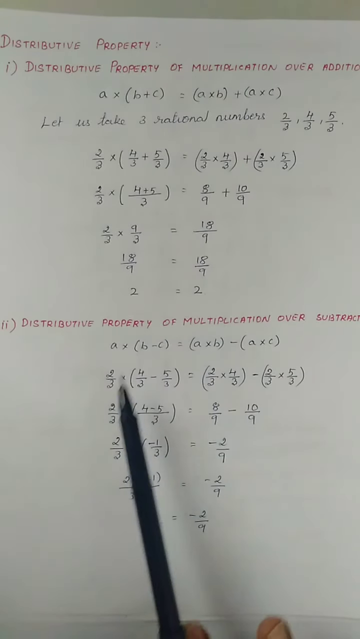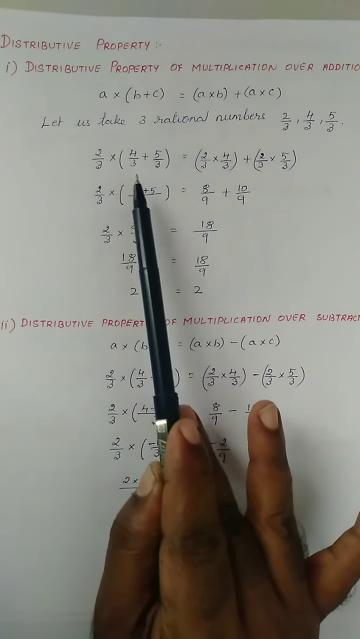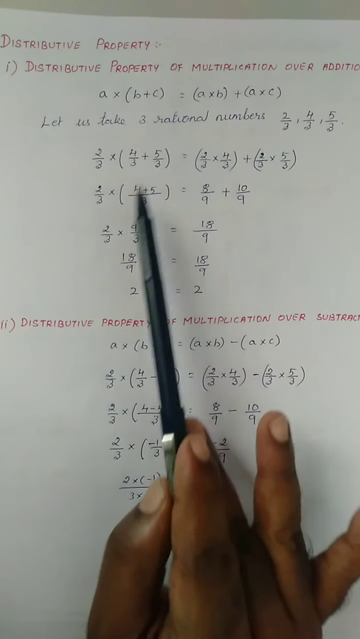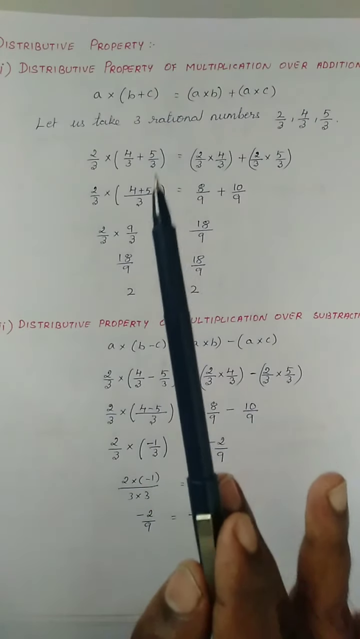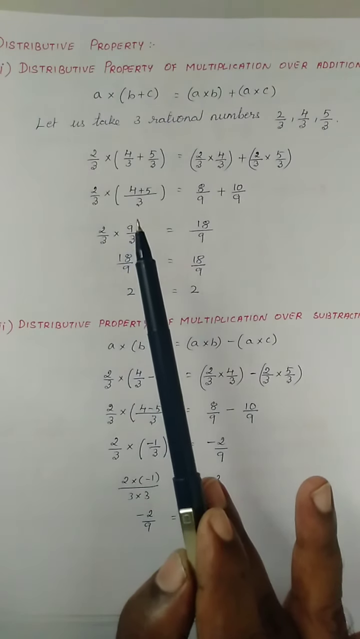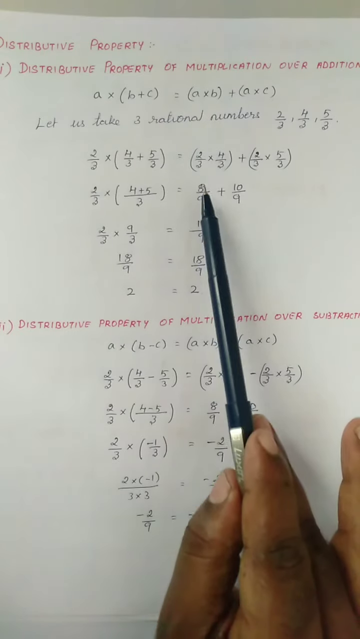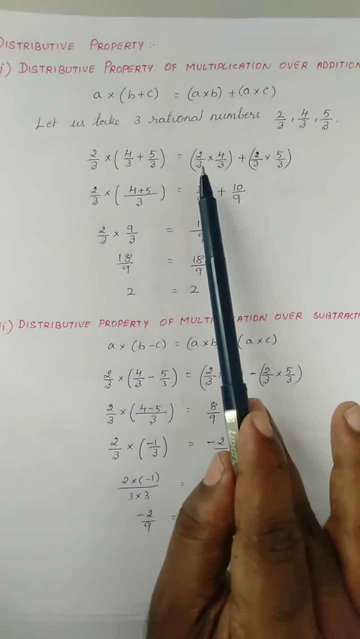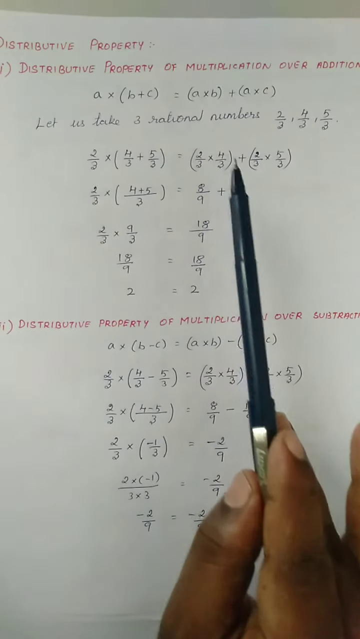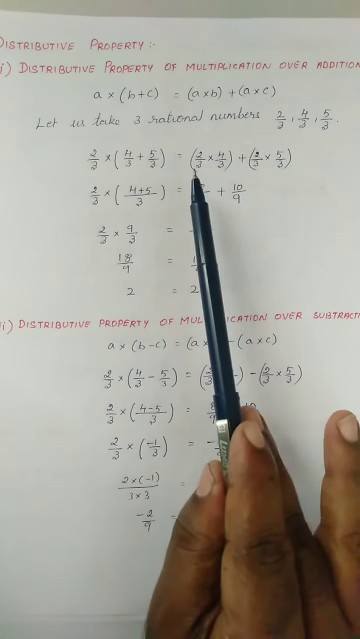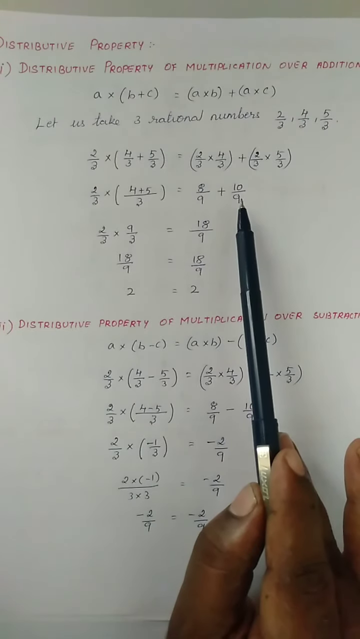So 2 by 3 into, since the denominators are same, write the common denominator under addition, add the numerators. So you will get 4 plus 5 will give you 9. So 2 by 3 into 9 by 3. Similarly, here multiply the numerators and denominators because the operation between the rational numbers is multiplication. So 2 4s are 8, 3 3s are 9, plus 2 5s are 10, 3 3s are 9.